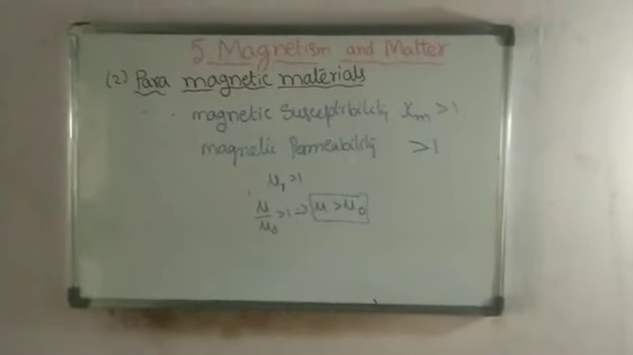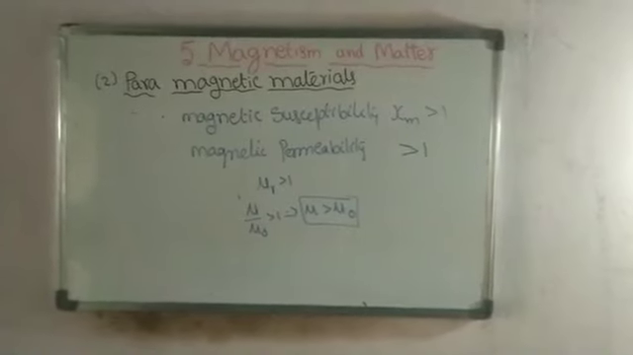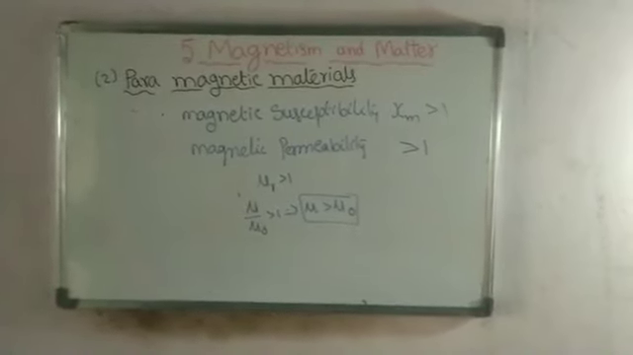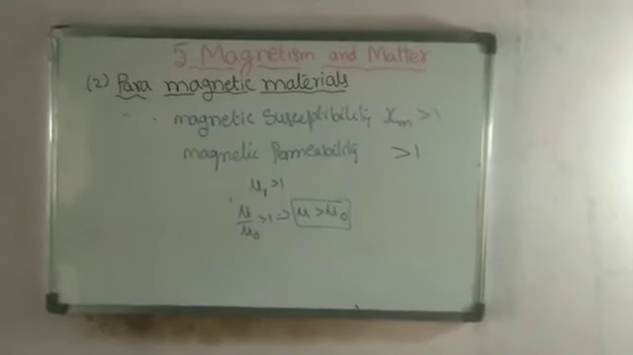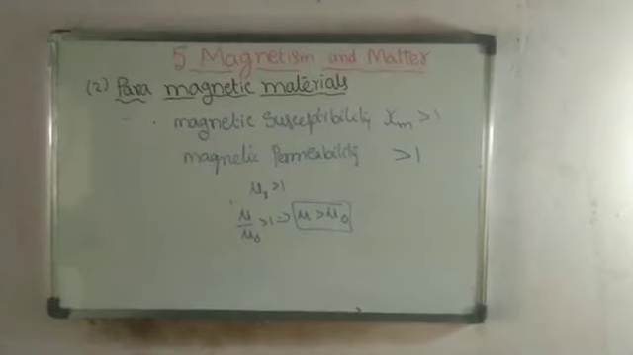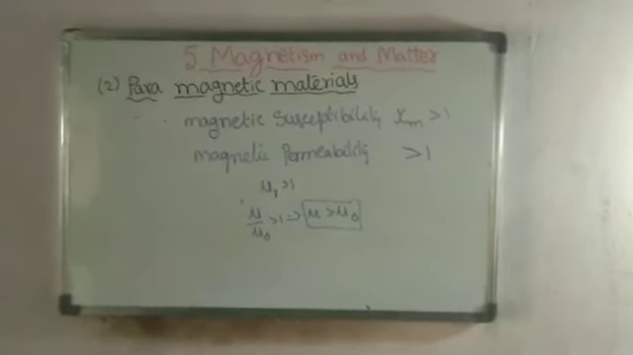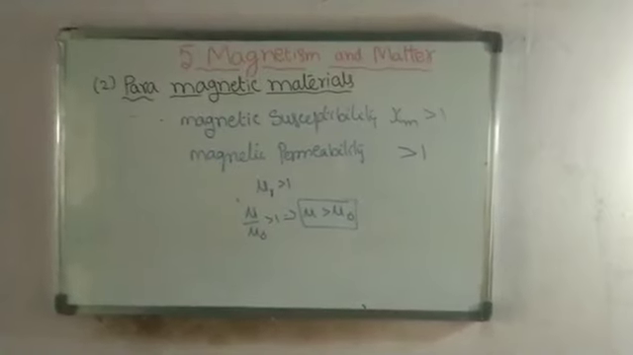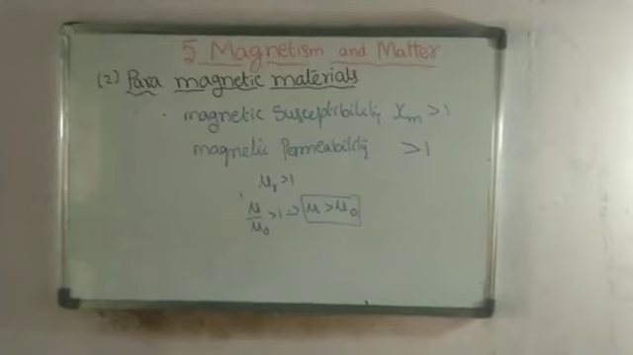The susceptibility of a paramagnetic material is positive. Previously we saw the diamagnetic material, whose susceptibility is negative, whereas for a paramagnetic material the susceptibility is positive. Remember, the susceptibility of a paramagnetic material is positive.